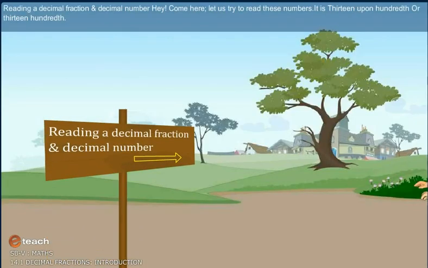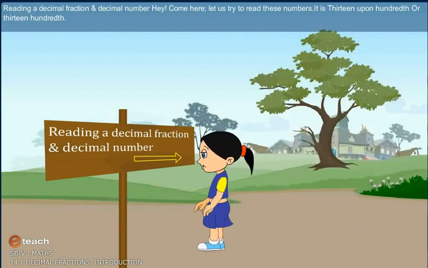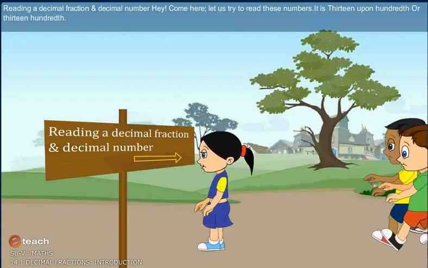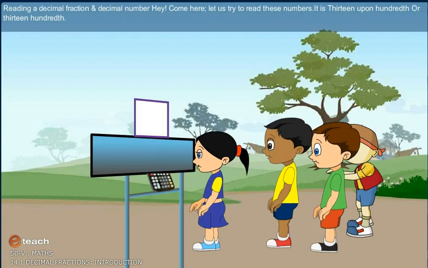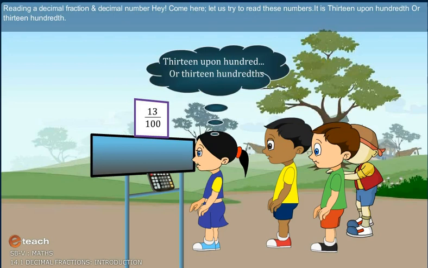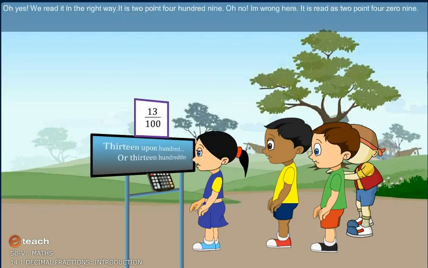Reading a decimal fraction and decimal number. Hey, come here. Let us try to read these numbers. It is 13 upon 100 or 13 hundredths. Oh yes, we did it the right way.